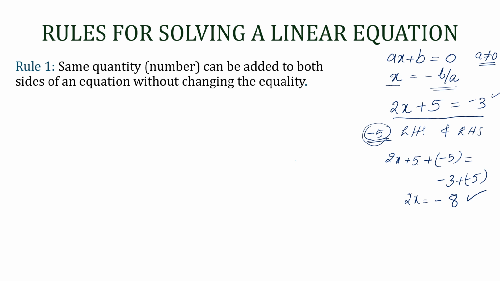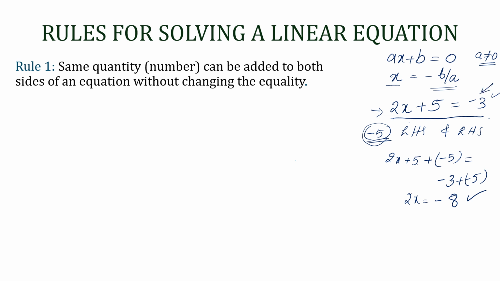So the same number can be added to both sides of the equation. Left hand side also we have to add and right hand side also we have to add. Whenever we add some value to the left hand side, if you forget to add it to the right hand side, the value is going to change. That is not accepted. Whatever you add to the left hand side should be added to the right hand side also. That is rule number 1.